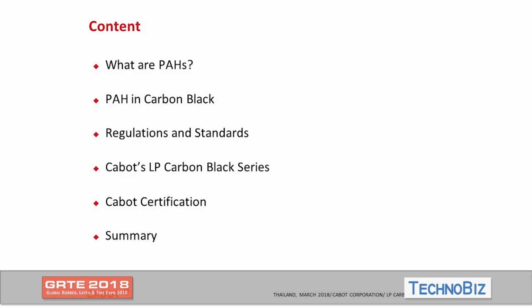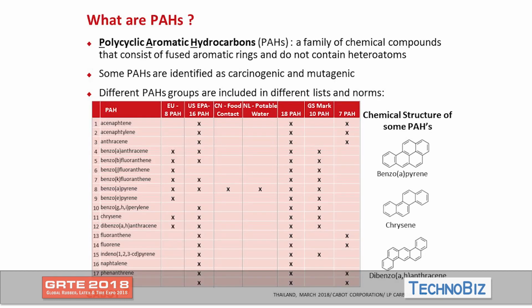Here is the content, which has six sessions. As I just reviewed, I'm going to go through them one by one. So first, what's PAH? PAH is polycyclic aromatic hydrocarbons, which are a family of chemical compounds that consist of fused aromatic rings. And in most cases, as we know, some of the PAHs are identified as carcinogenic and mutagenic materials. They're pretty hazardous materials.